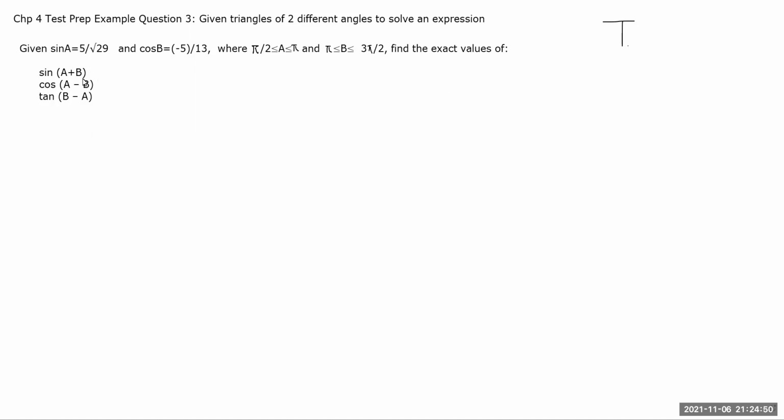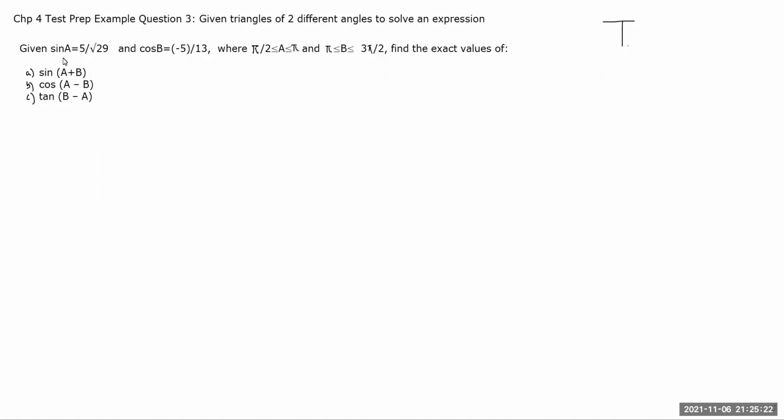Take a look. Given that sine of angle A is 5 over root 29, and cosine of angle B is negative 5 over 13, where angle A is between pi over 2 and pi, and angle B is between pi and 3 pi over 2. Find the exact values of these compound angle formulas. And as you can see, I'm going to do A with you slowly and then expect you to do B and C quickly on your own.